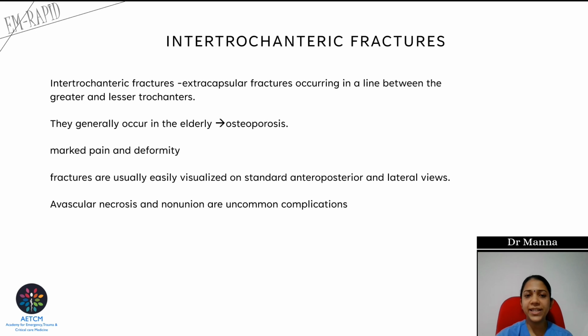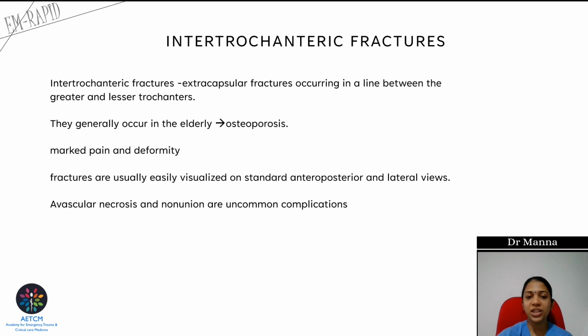Now we'll discuss the intertrochanteric fracture. Intertrochanteric fracture is a differential diagnosis of neck of femur fracture, but we know that neck of femur fracture is intra-articular and intertrochanteric fracture is extra-articular. It is between the greater and the lesser trochanter, and it is usually seen in the elderly and in people with osteoporosis, and there will be a marked deformity. It will not be like neck of femur fracture. The deformity, the external rotation, the abduction, and the pain will be more severe in intertrochanteric fracture.